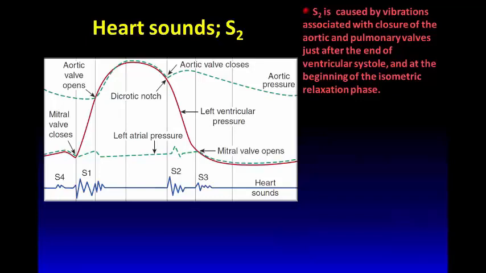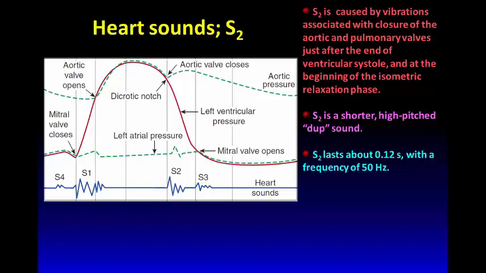The second heart sound is caused by the vibrations which are set up as a result of closure of the semilunar valves, the aortic and the pulmonary valves. And this happens just after the end of ventricular systole. It is here where we have the end of ventricular systole. So S2 is heard just after the end of ventricular systole and at the beginning of the isometric relaxation phase of ventricular diastole.